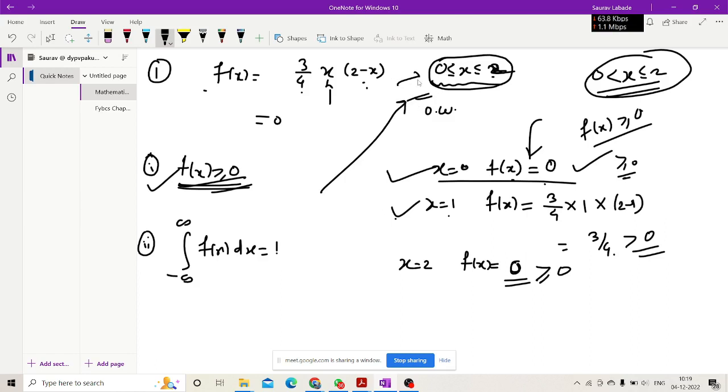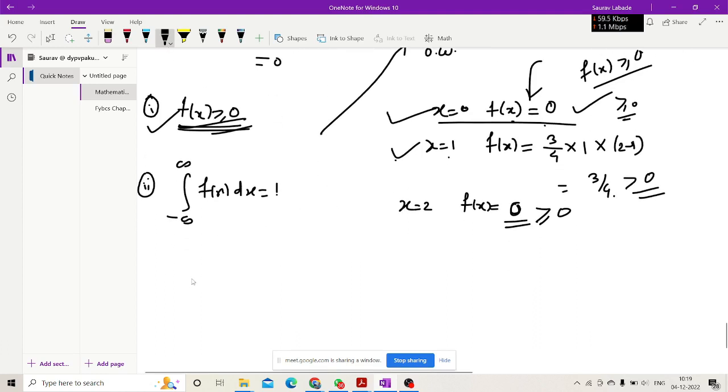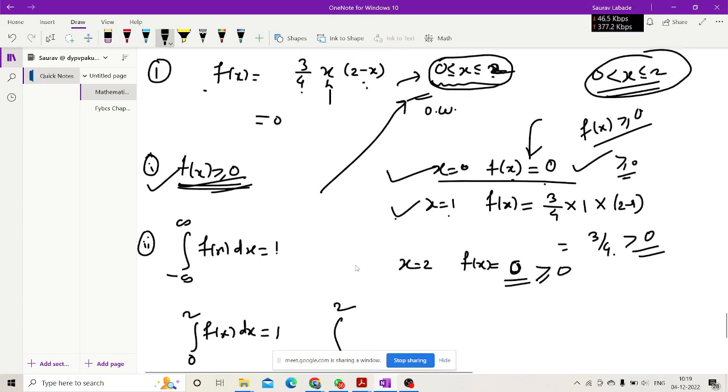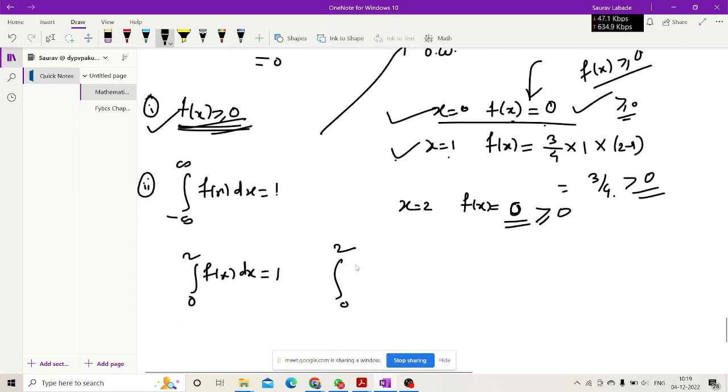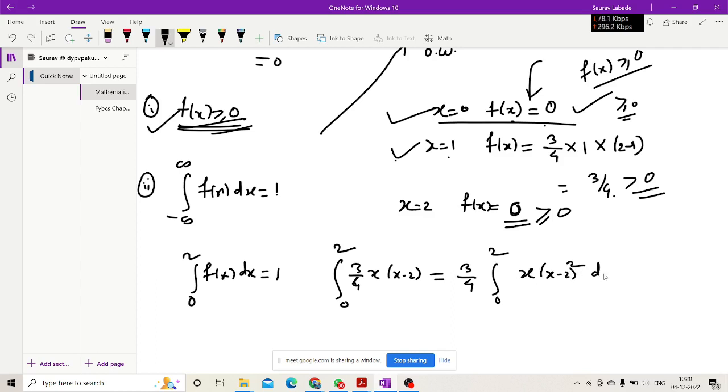So just take this range for this f of x. Okay, when we are finding the integration, we are just taking that range then. So it is 0 to 2 f of x dx equals to 1. That we have to check out. So again, just take the integration 0 to 2, what is my f of x? It is 3 by 4 into x into 2 minus x. Right? So this should be equals to, now just take the constant outside. So 3 by 4 into 0 to 2 x into 2 minus x into dx. Sorry, bracket square is not there, right?